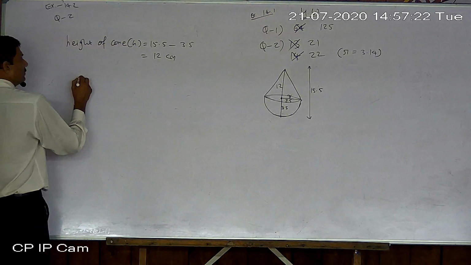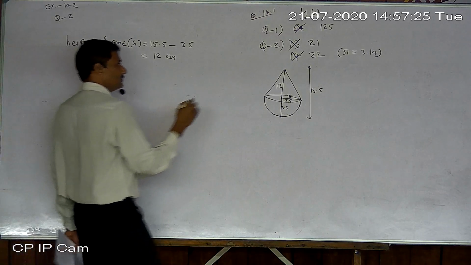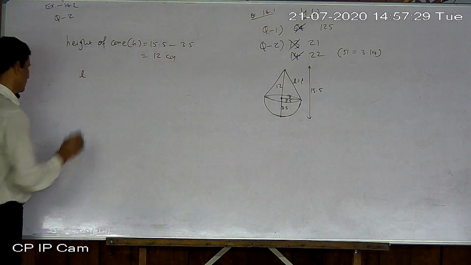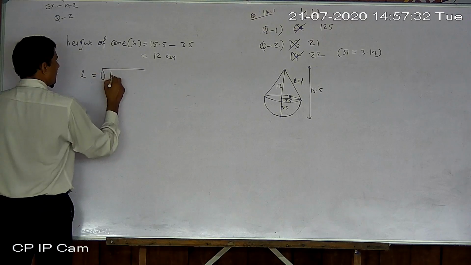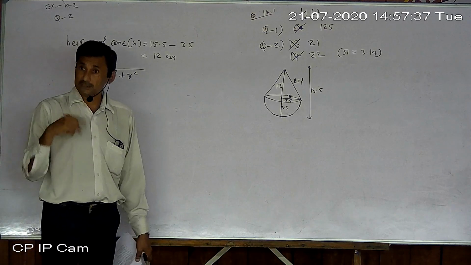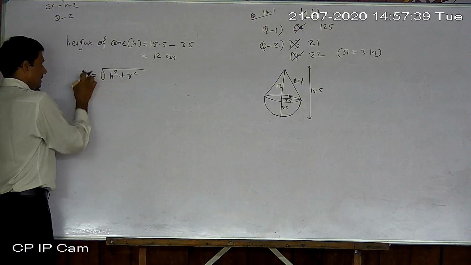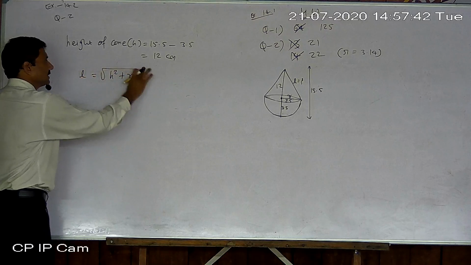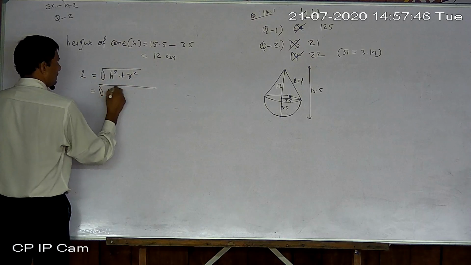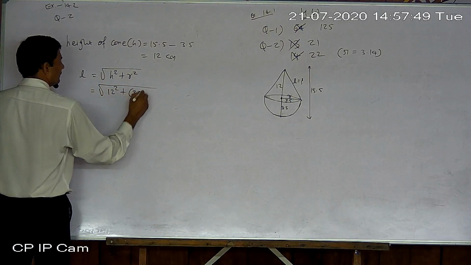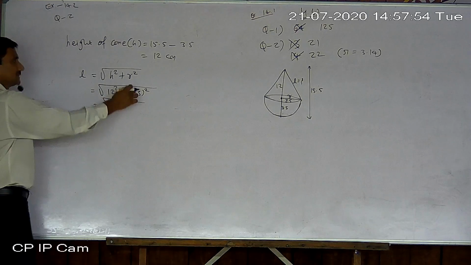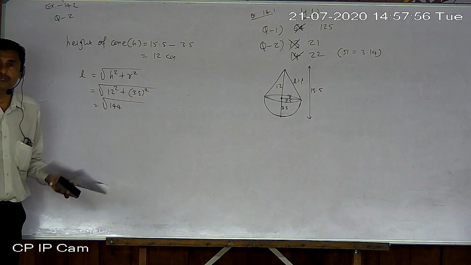Now we want the slant height also. Why? Because without the slant height we cannot find the surface area. So now L is equal to under root of H square plus R square. I just gave you this yesterday. L square is equal to H square plus R square. I just remove the square here, so the root is written here. Now let's put the values: height is 12, radius is 3.5. So 12 square is 144. Here you can write 7 by 2 also. 3.5 means what? 7 by 2.